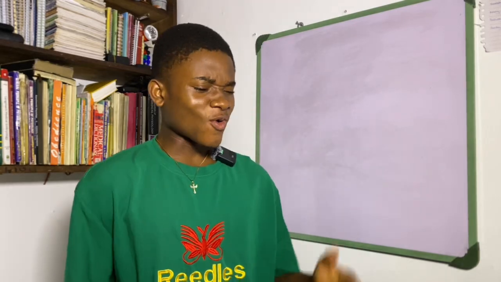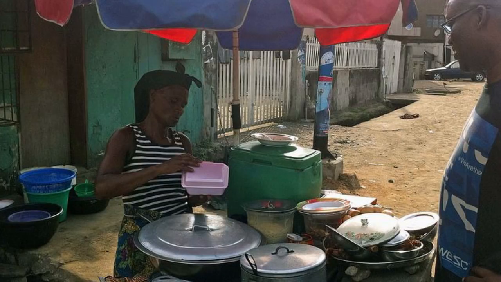Now, this is a woman who runs a small kiosk, a small restaurant, and she's in charge of cooking, that's production. She's also in charge of serving the customers. She's in charge of customer complaints. She's in charge of payment, everything.